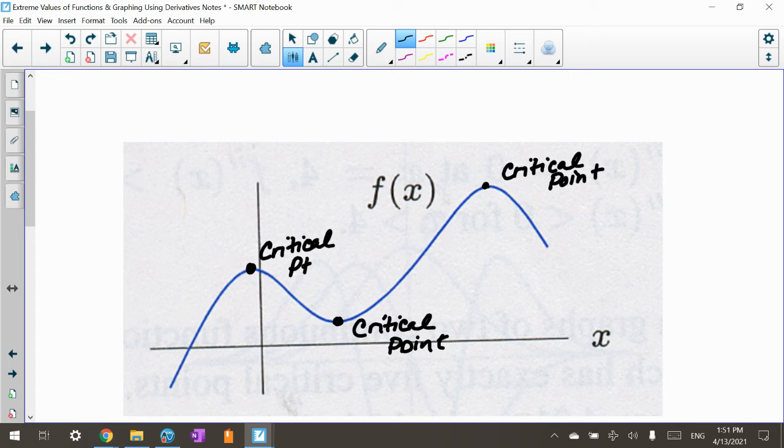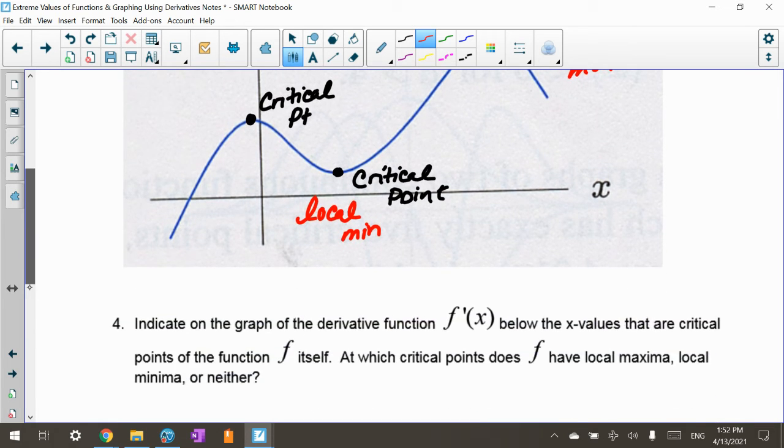So I'm trying to think where one would be neither. I don't really see one of those on this. So this one would be a local min. And this would be my local max because it's the maximum critical point that we have there. I don't really see on this graph where we would have one that's neither, but we will see on some. All right, so we're looking at where the slopes are 0.